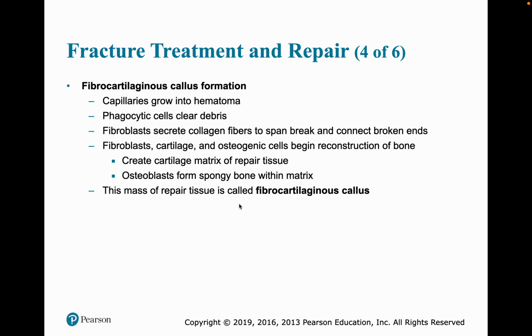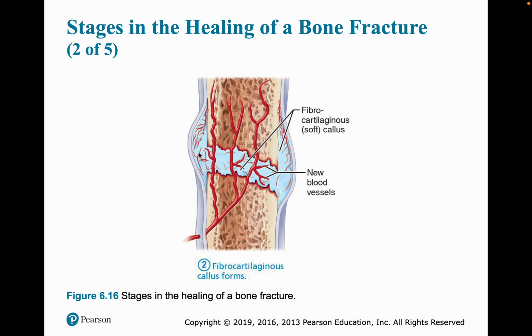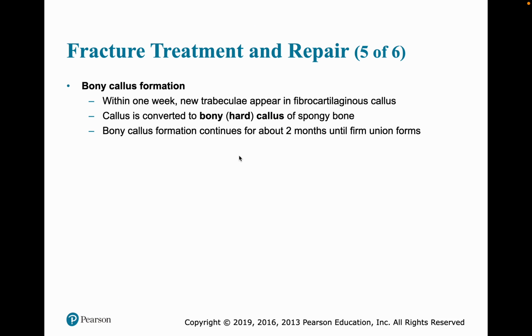First, they'll create a cartilage matrix that's going to serve as a model, and then osteoblasts will form spongy bone within that matrix, and this would be referred to as the fibrocartilaginous callus. So now we've replaced that hematoma with fibrocartilaginous callus, which is still quite soft. And that will slowly be replaced by bony callus.